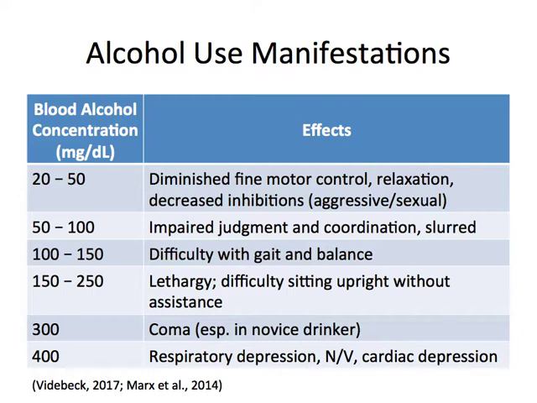Coma occurs around 300 milligrams per deciliter. And finally, respiratory depression and cardiac depression occur around 400 milligrams per deciliter.